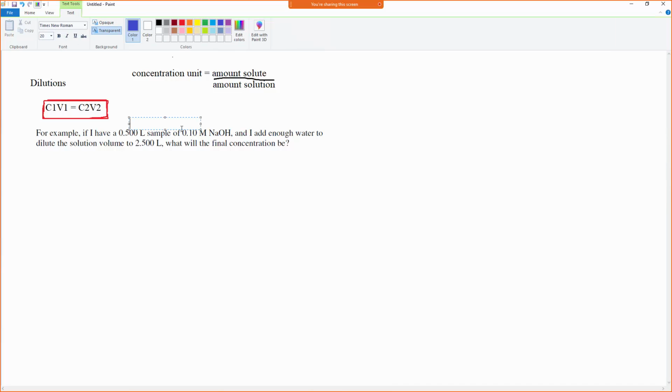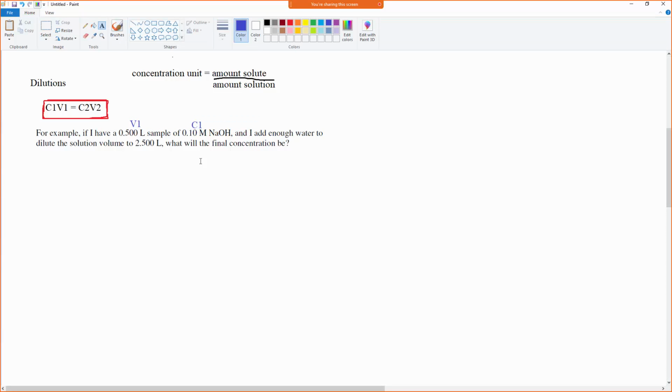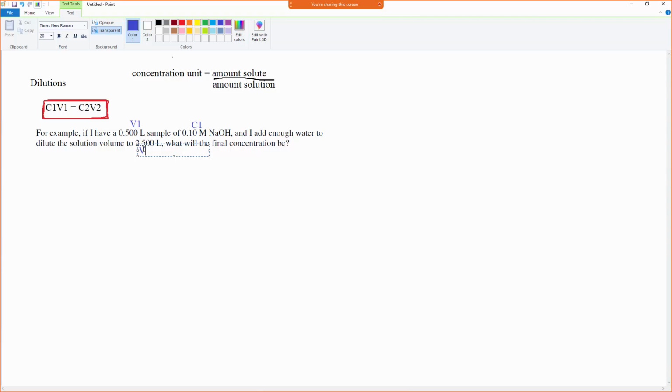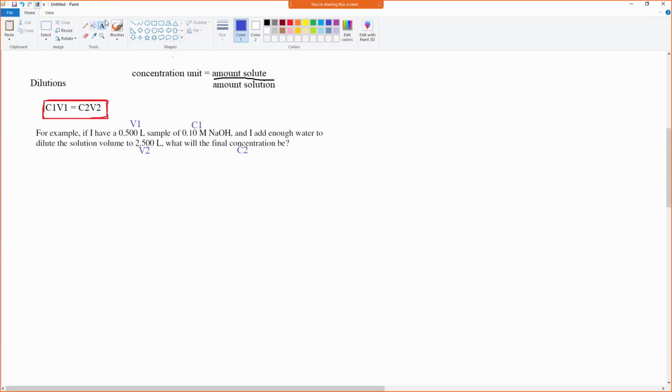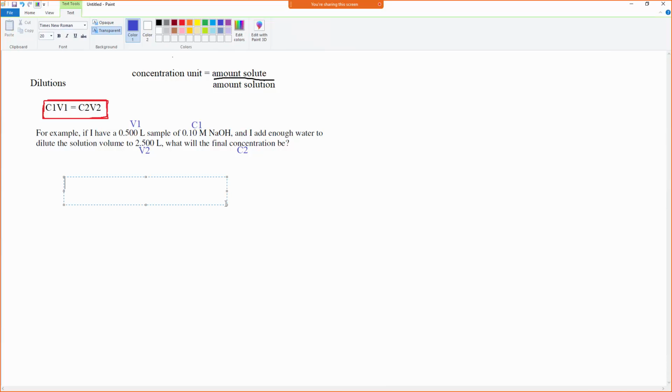So this is my initial volume, and this is my initial concentration, right? Molarity is a unit of concentration. My final volume is 2.5 liters. And I want to know what the final concentration is. That's C2. I'm going to solve for C2. So if I solve for C2, what is that equation going to look like? I'm going to have C1 V1 on this one side, and then if I divide both sides by V2, that's going to be equal to C2. Divide by V2, those should cancel.